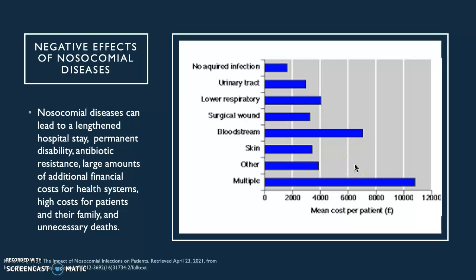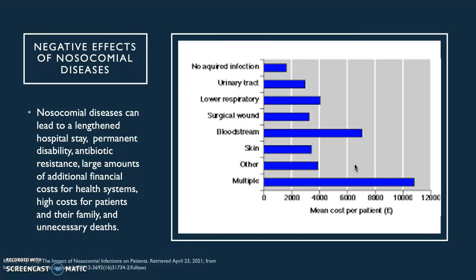As seen in the graph to the right of the screen, it shows the mean or average cost per patient for each of the infections listed. As seen, the most common nosocomial infection, a urinary tract infection, a UTI, can add an additional cost of about $3,000 for the patient and up to $11,000 for having multiple nosocomial infections on behalf of the hospital's fault.